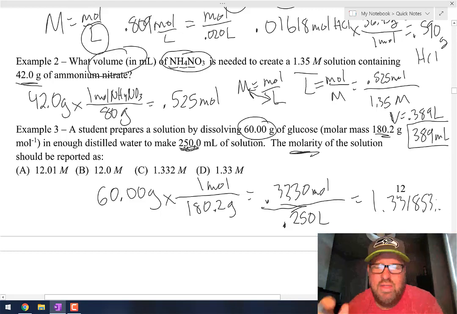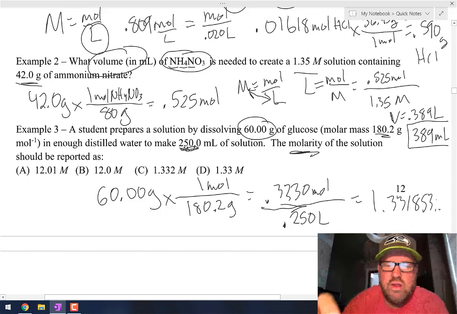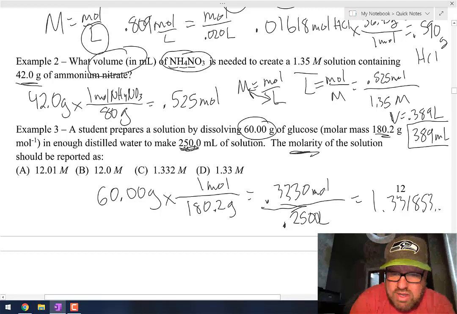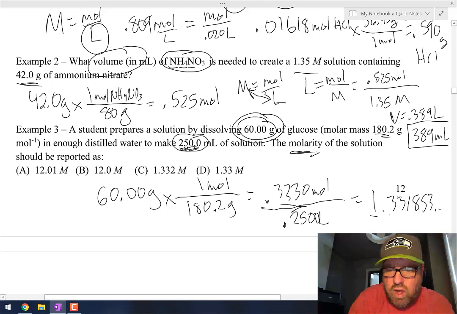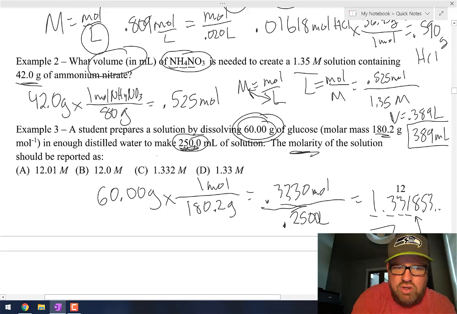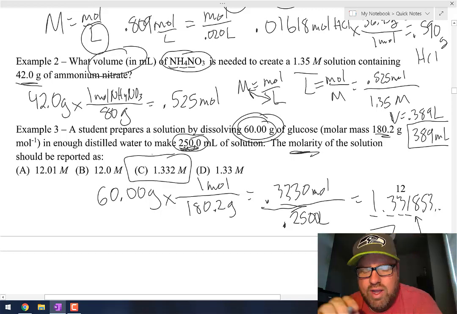Okay, and then I look at the numbers that I used here. Again, I got lazy. This does have 4 significant figures. We have 4 significant figures here, 4 significant figures here. So my answer needs to have 4 significant figures. So I go 1, 2, 3, 4. The next number after my 4th number is greater than 5, which means that 1 has to round up to a 2. So it's 1.332. C is the correct response.